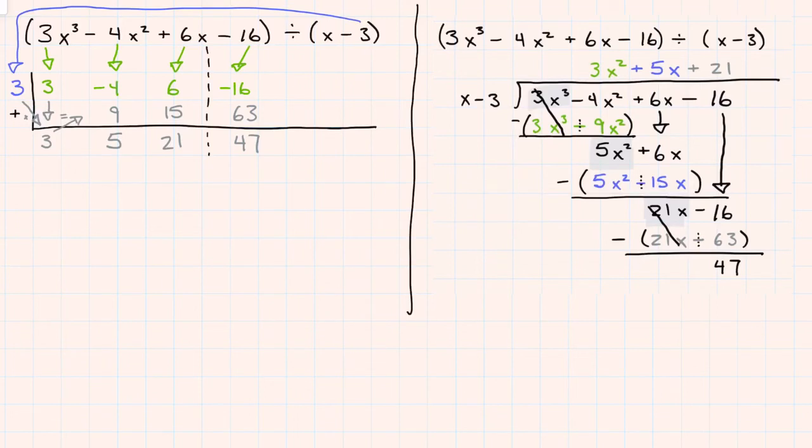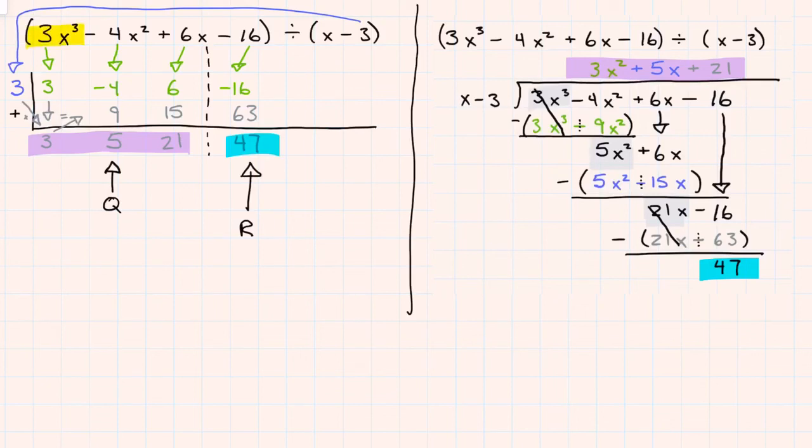What I notice first is the 47 is the remainder. So that number to the right, that last number, is always the remainder. And then these numbers, the 3, 5, and 21, they're the coefficients of the quotient. So that gives us the quotient and the remainder already. It's just how do we read it? How do you know that that's an x squared? Well, the 3x cubed and the x give it to you.